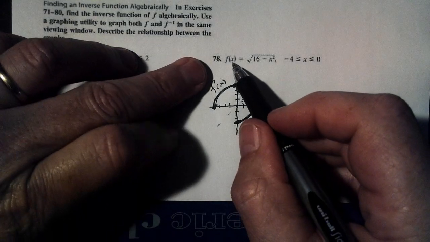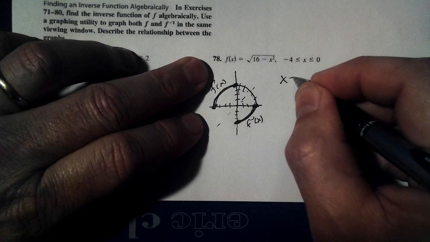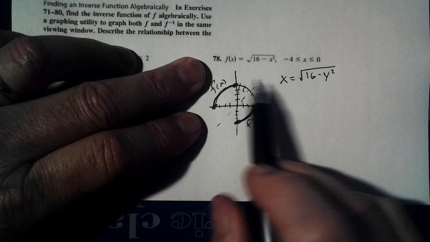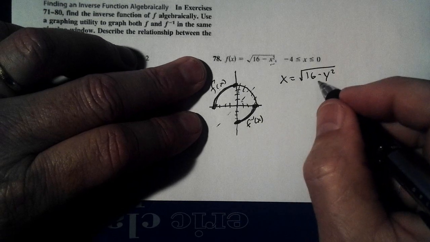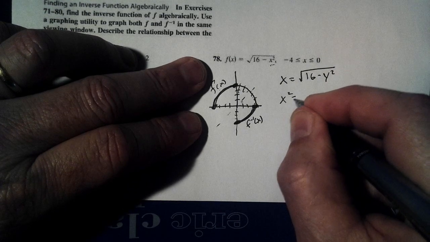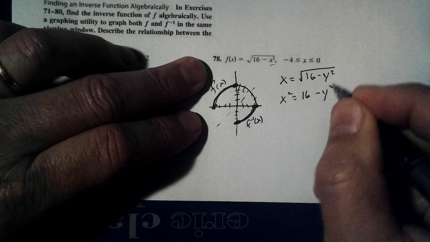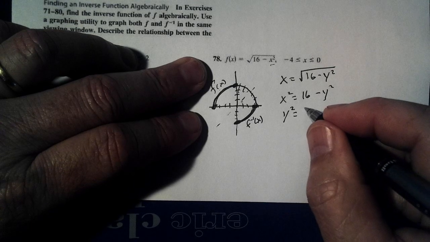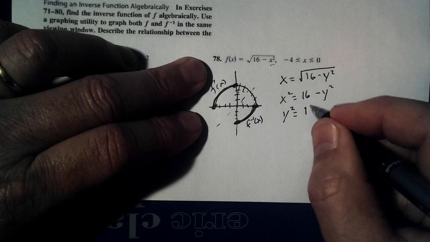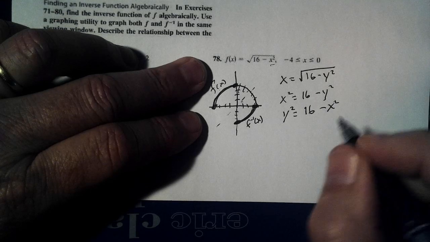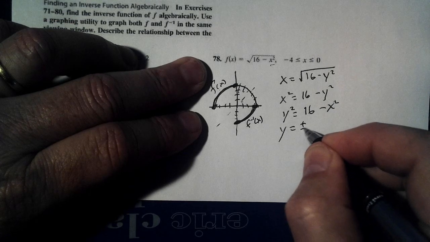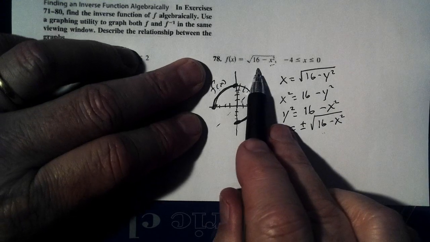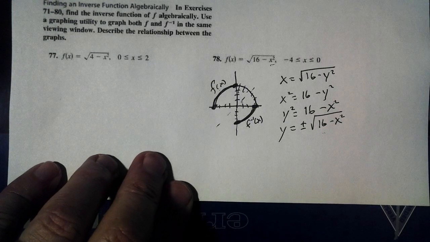All right, let's go through the algebraic process. x equals square root 16 minus y squared. x's become y's. Solve for y. I'm going to square both sides. x squared equals 16 minus y squared. I think I'll add y squared. y squared equals 16 minus x squared. y equals plus or minus square root of 16 minus x squared. How about that? We ended up with the exact same thing because it's on the exact same circle.